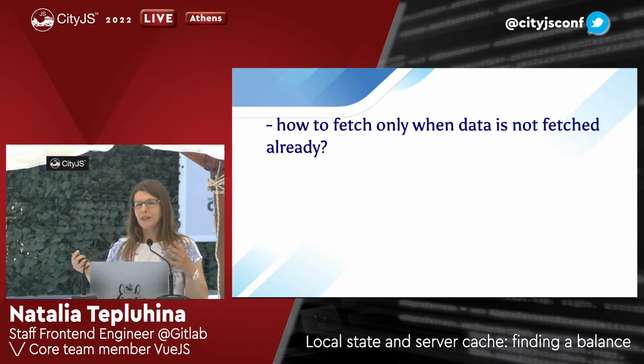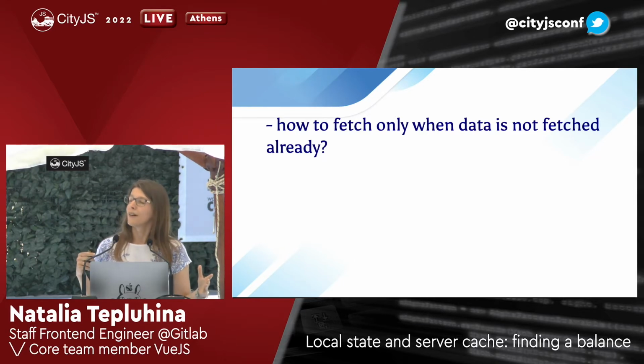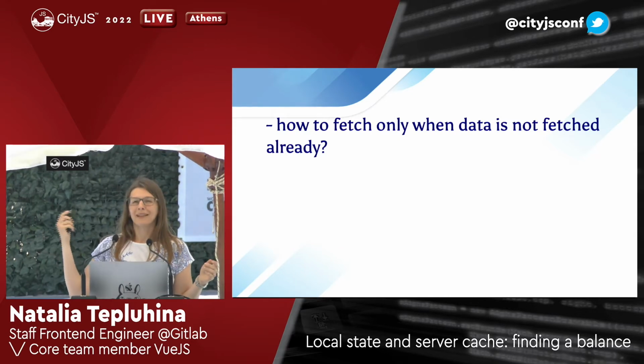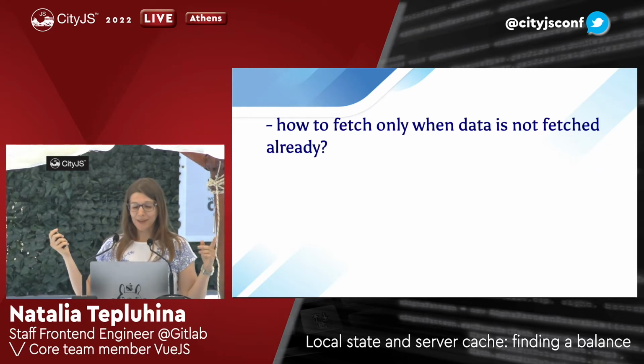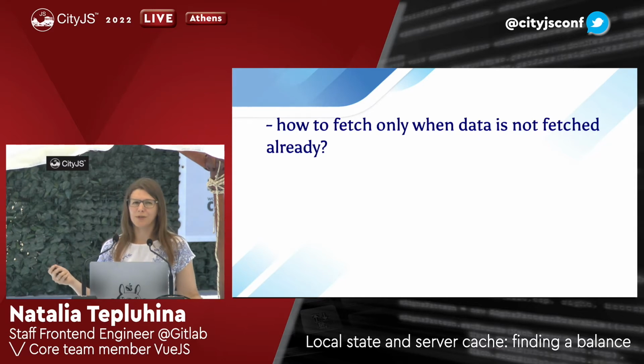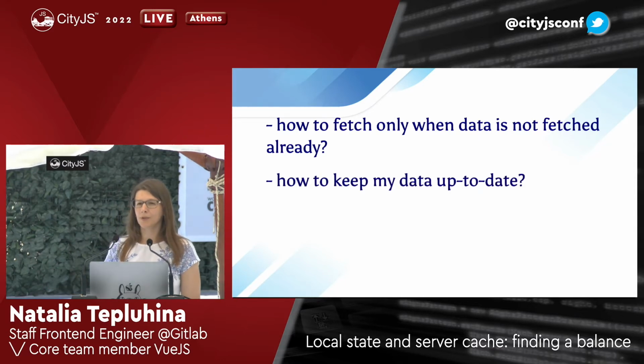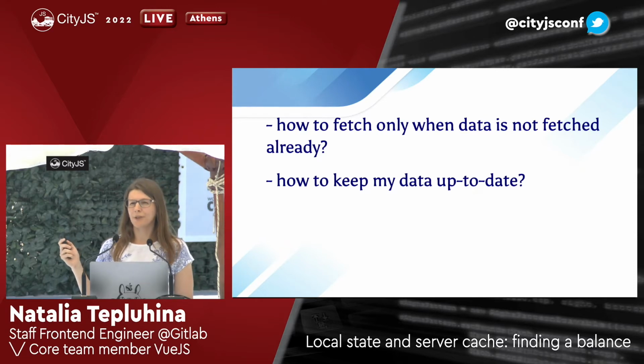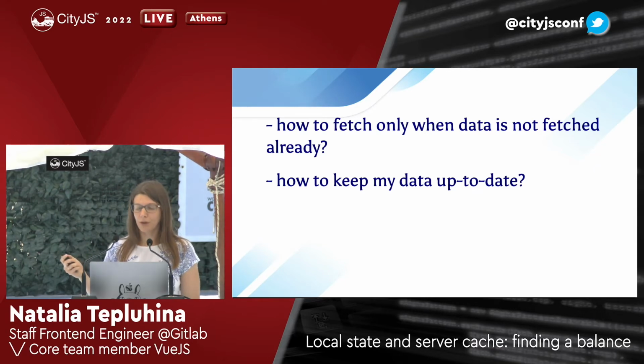So when we're dealing with a state manager, and we want to deal with server data, we come with a set of problems. Let it pass. The first is how to fetch only when data is not fetched already. Makes sense. We want to make this check every single time, and there is no built-in mechanism for most state managers. How to keep my data up to date? In the current solution, I never refetch until I refresh the page. What if data on the server changed? What if I have a different list now? We don't know. We don't count on this.